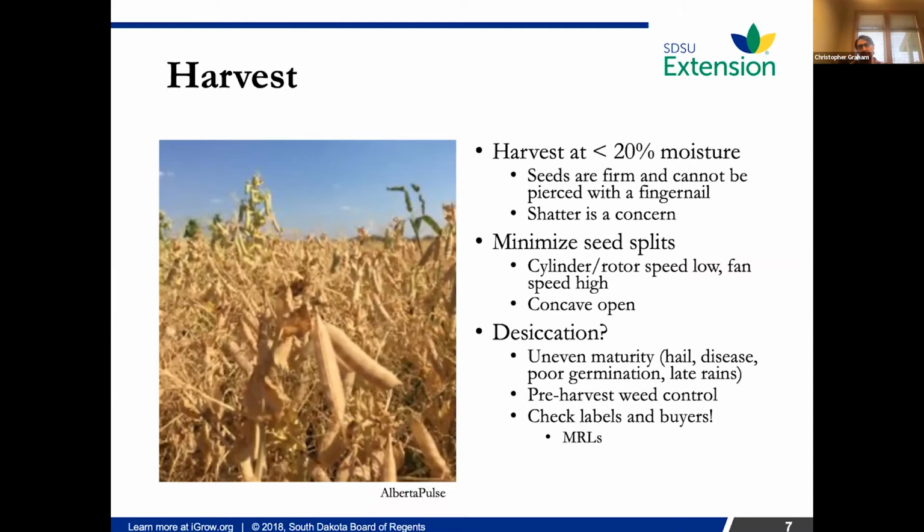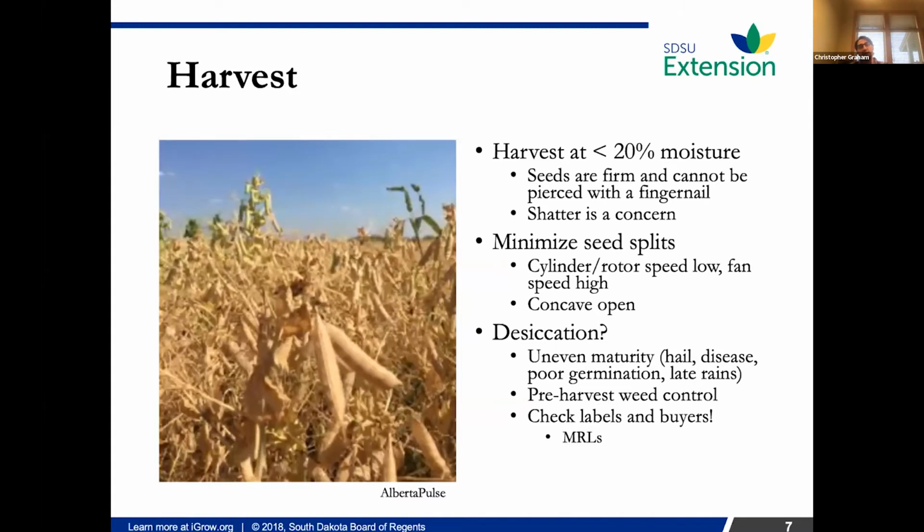to desiccate. Some of the other things that cause uneven maturity are hail, disease, poor germination, and late rains. And so in some cases, people do decide to desiccate. I think the other big reason people do that is just for pre-harvest weed control. Our weed options are relatively limited with field peas, especially if you're looking for something with longer residuals in many cases.